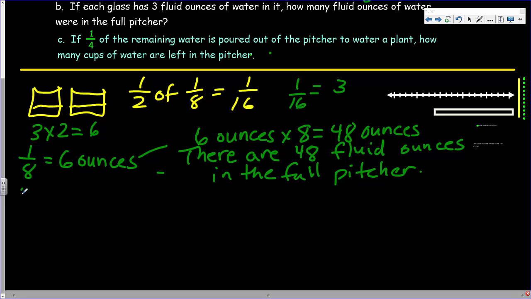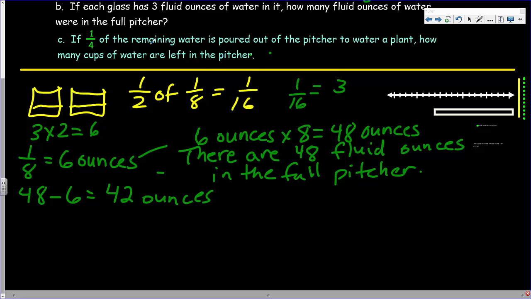So we could say that in the pitcher right now is 48 ounces minus those 6 ounces that were put into the 2 glasses. Now we have 42 ounces. All right, I hope I have everybody with me. And what we're trying to find out is if 1/4 of the remaining water is poured out of the pitcher to water a plant, how many cups of water are left in the pitcher?